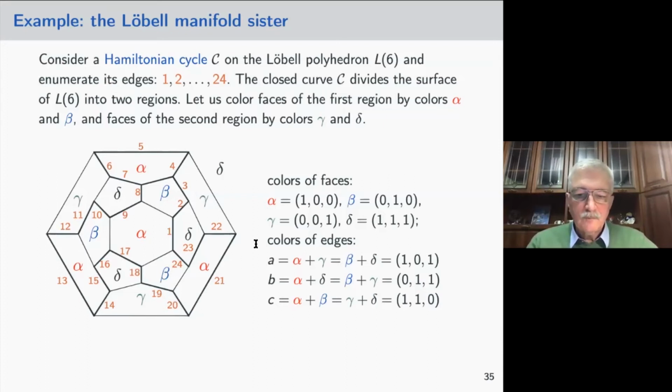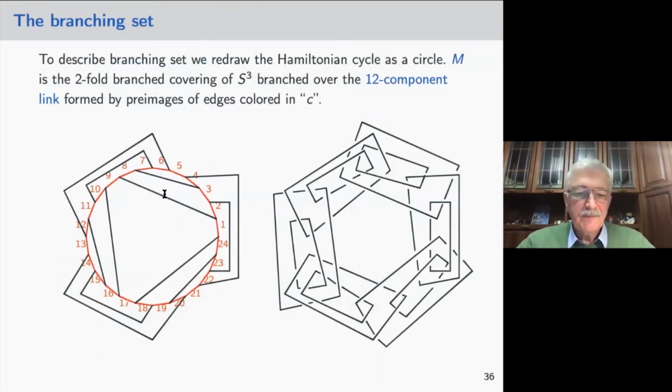So we can start from a coloring of faces. It induces a coloring of edges. So the color of the edge is just the sum of the colors of faces. So this is an example of a Hamiltonian coloring corresponding to a Hamiltonian cycle, and we can redraw the Hamiltonian cycle just as a circle. So we get a picture like this one. So the edges which belong to the Hamiltonian cycle and some extra edges. And now we just consider the double of the black edges. So you'll get a link like this one.